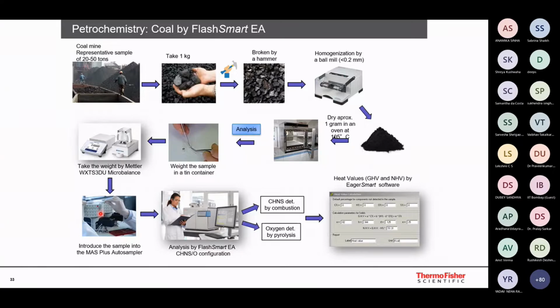But if any liquid sample is there, you can use a hard tin container, and a sealing device also comes with the instrument. So use that. If any liquid sample is there, you can analyze it through the CHNS configuration and find out the element concentration.